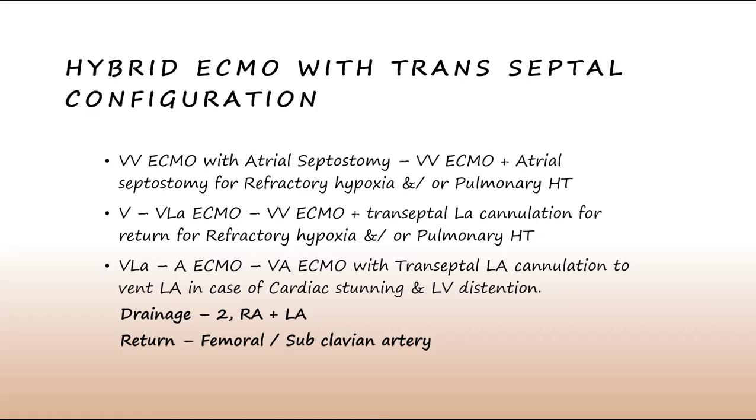So that's called LAVA ECMO, generally done for LV distension in VA ECMO scenarios. So don't be confused here. Just because of the nomenclature, you can understand what the indication is, how the modality started, and how it ended up at present. So in this hybrid ECMO transseptal configuration, anything can be possible. You can have two drainages, RA and LA. Both can be used as a drainage. LA drainage is for LV distension, and LA return is mainly for pulmonary hypertension. Return is again femoral, and subclavian arteries can also be used.